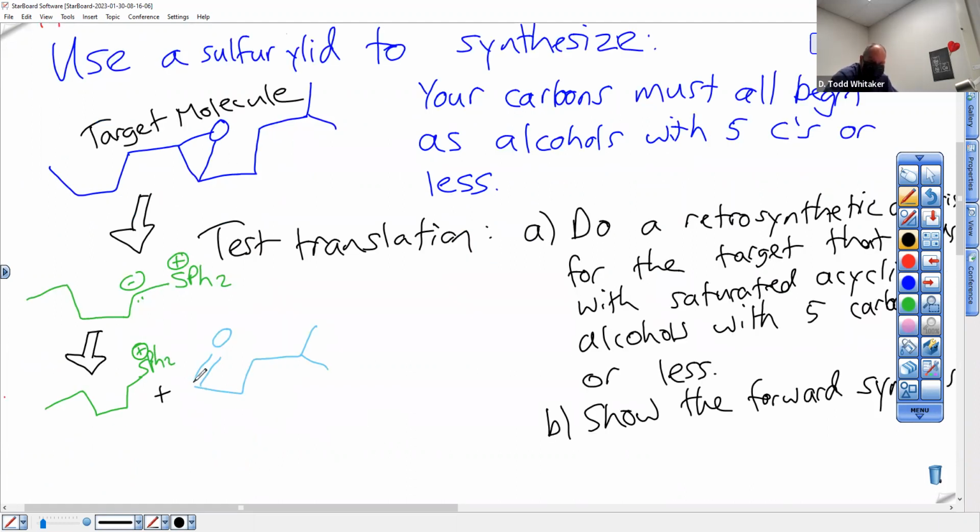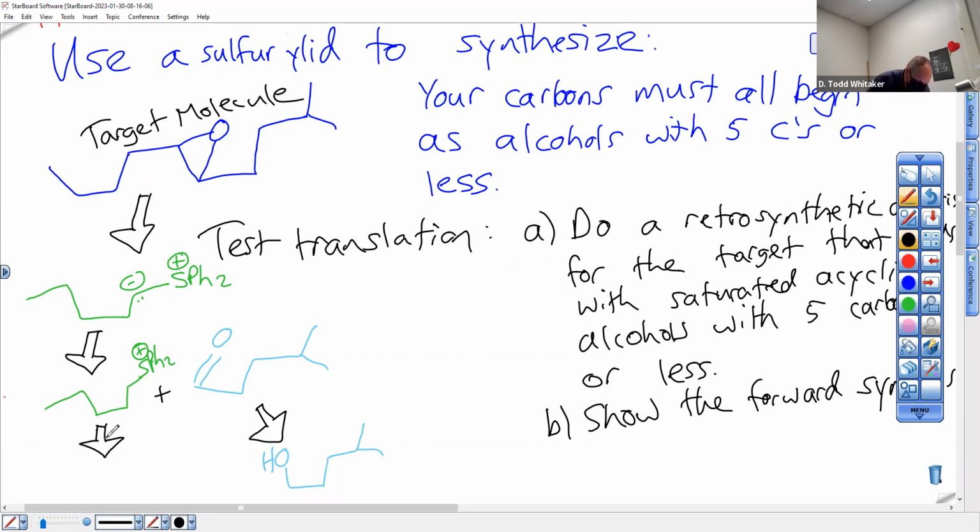A 6 carbon aldehyde can come from a 6 carbon alcohol. But you know it's a 6 carbon alcohol, so you know you're not done, is what I'm saying. Aldehydes come from alcohols that are primary. PCC. We'll worry about extending a smaller molecule to become that bigger one.